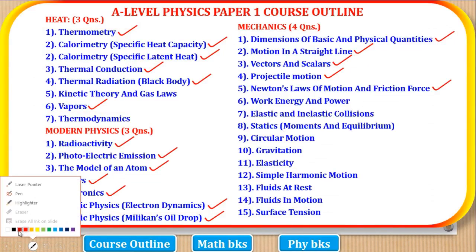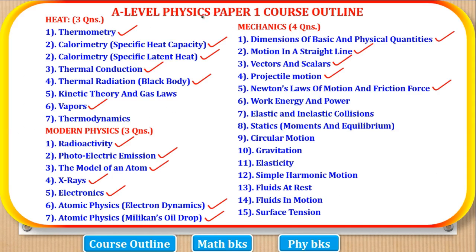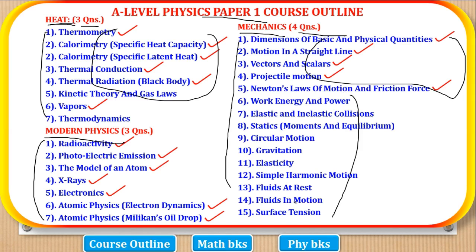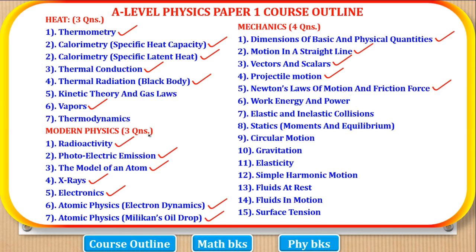Before we proceed, let's first look at the course outline of this paper. Physics paper 1 is divided into 3 parts. The first part is mechanics, where 4 questions come from these topics. The second part is heat, where 3 questions come from these topics. And the third part is modern physics, where 3 questions come from these topics. What is ticked is what is available on this platform. What is not yet ticked will be uploaded later. In this video, we are going to go through the topic of vapors.